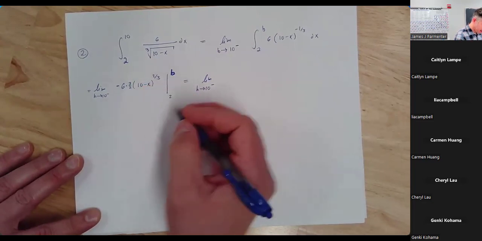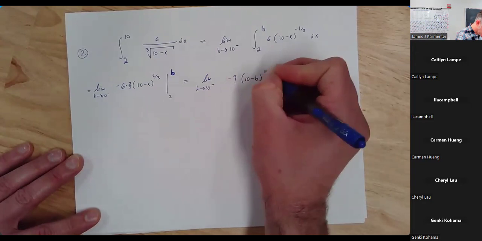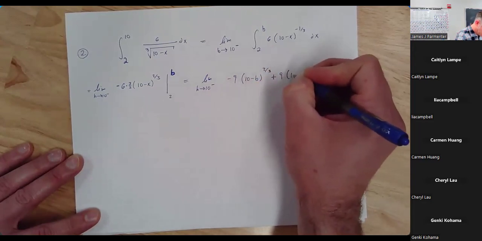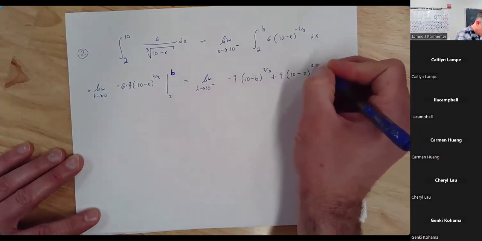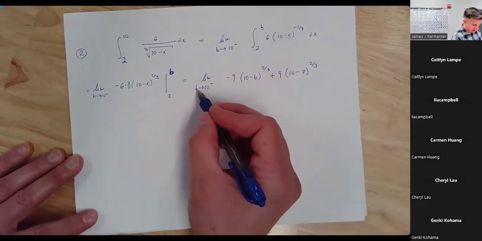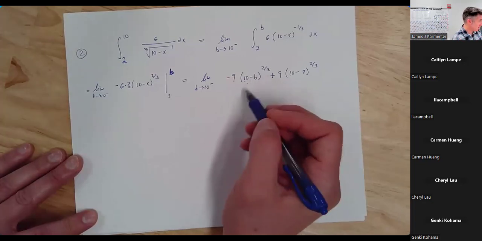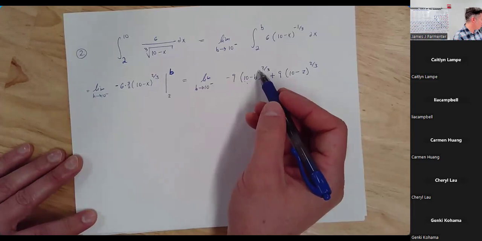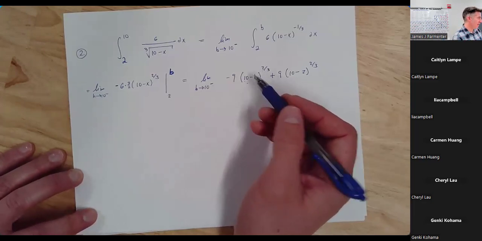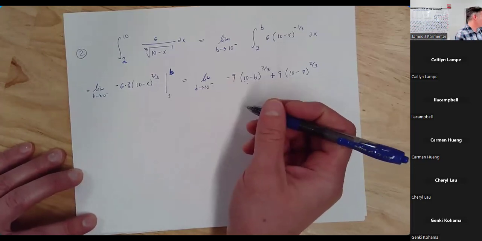-6 times 3/2 is -9 times 10 minus b to the 2/3 minus -9 times 10 minus 2 to the 2/3. And in this case, when we plug in what b is approaching, you still get 0, but you get 0 to a positive power. And 0 to a positive power is just 0. I don't like to think about 0 to a negative power being undefined. I would rather say 1 over 0 to a positive power is 1 over 0, which is undefined.